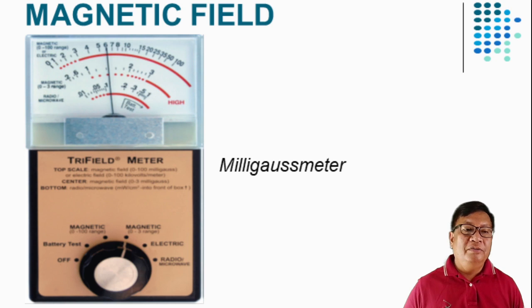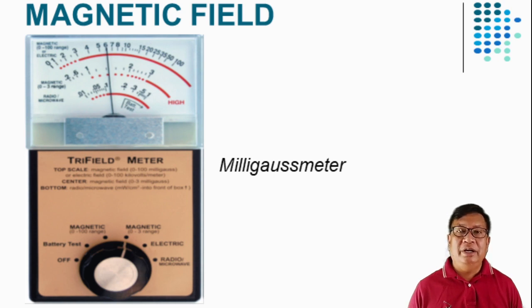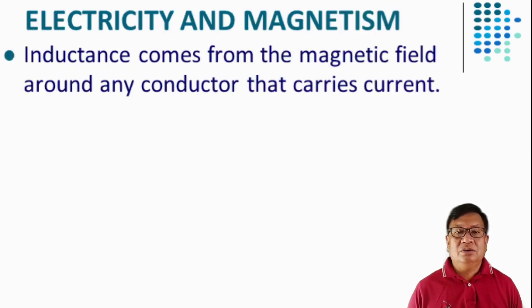Okay, so this is the picture of our device that will measure the magnetic field. It is called the milli-Gauss meter. Of course, it is called milli because it will measure a very small amount of magnetic field. Okay, so let's continue with this electricity and magnetism.